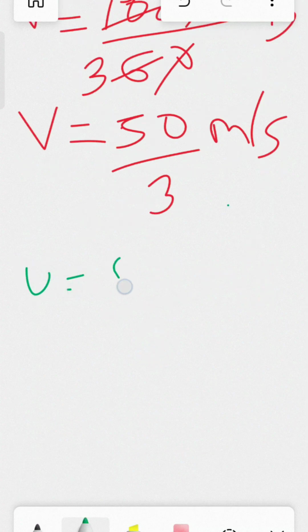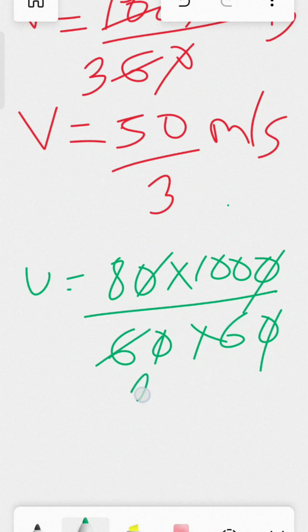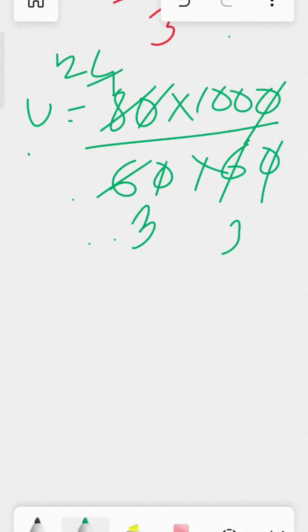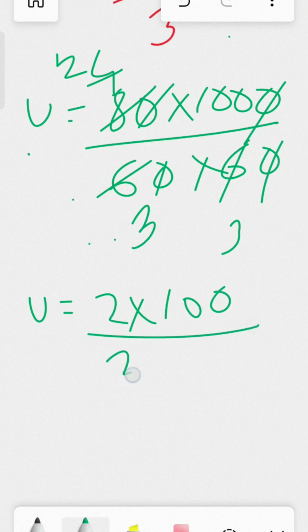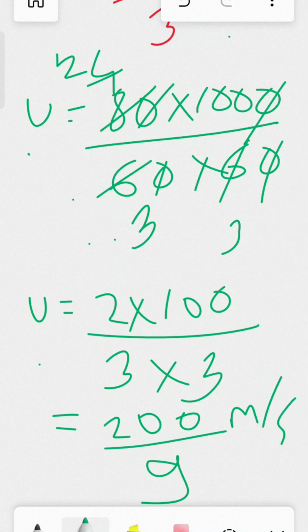And for u, you will get 80 into 1000 divided by 60 into 60. Let us cancel out these zeros. 2 3s are 6, 2 4s are 8, 2 3s are 6, 2 2s are 4. So you get 2 into 100 upon 3 into 3. So we got 200 upon 9 meter per second.